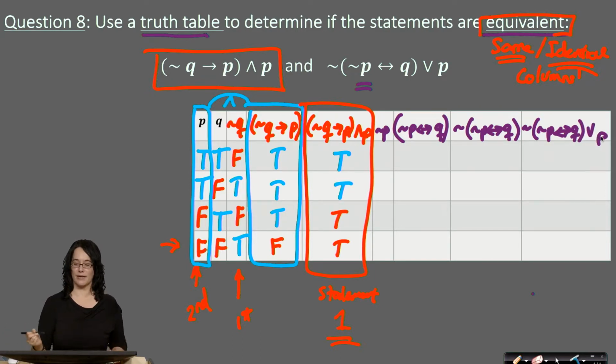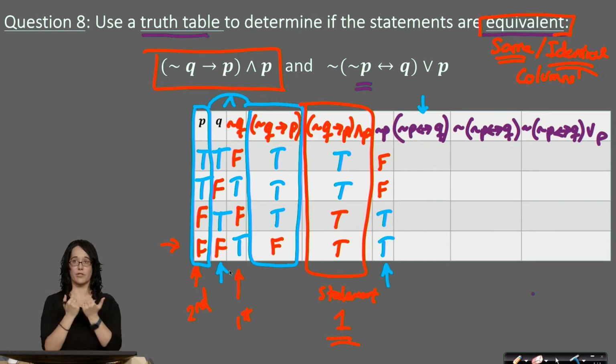Okay, kind of clunky. Let's get started with the not P. For the opposite of P, we're going to have FFTT. Next up, we want the if and only if. What was required for this if and only if to be true? A biconditional is true if they're the same. That's right. So we're looking at the not P column, along with the Q column, and we're connecting them with if and only if, which is going to require them to be the same truth or false value.